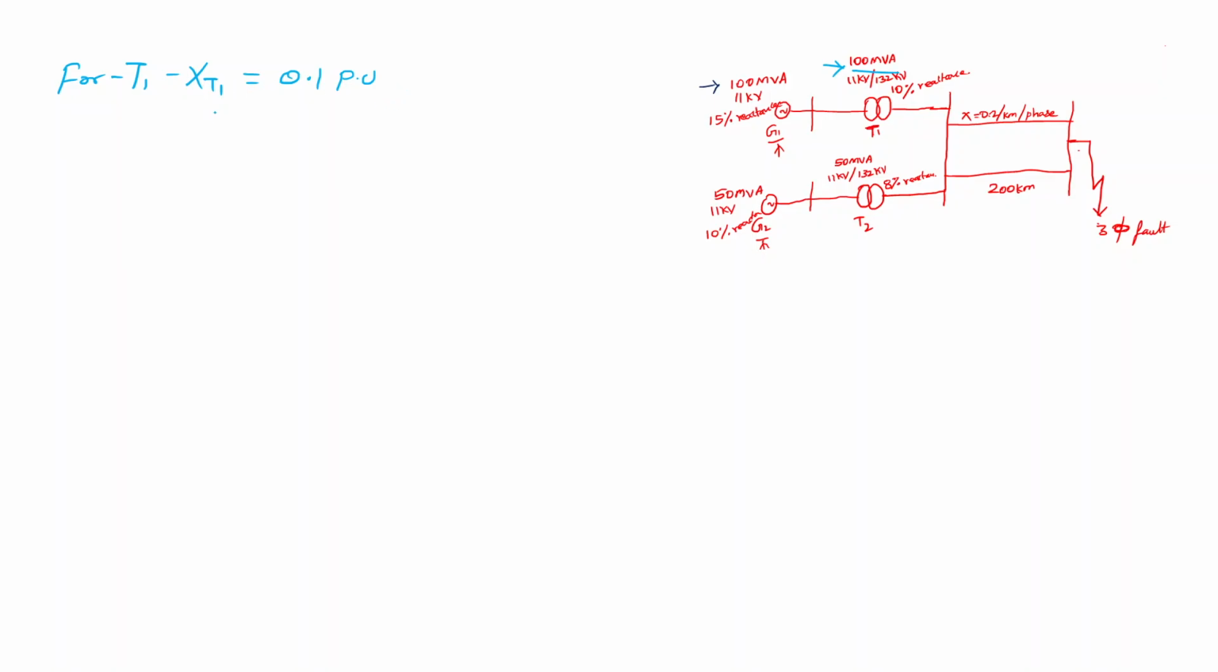Obviously it is a reactance, so there is a J by default. You can consider J here. Everywhere J is there, that is the complex quantity for reactance.